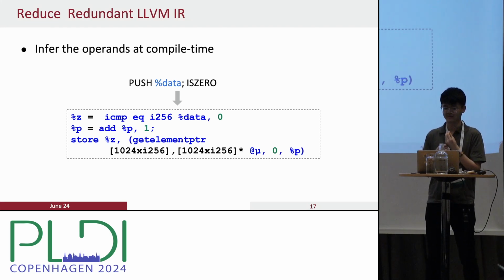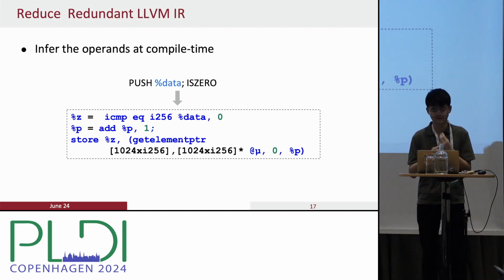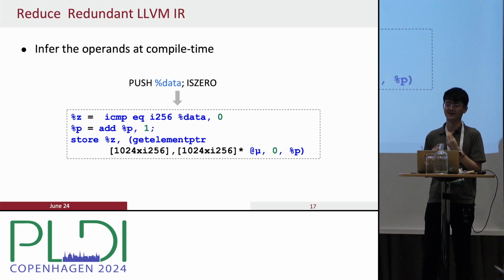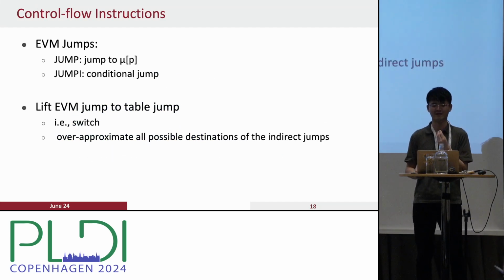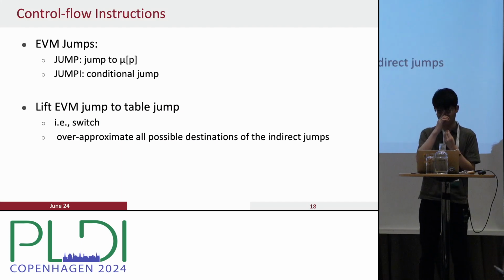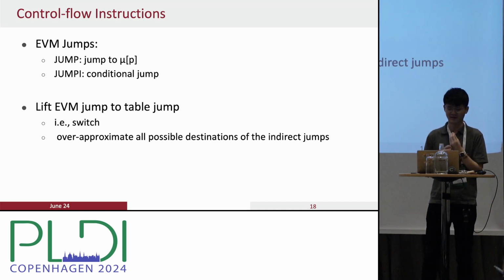So here we can see the operand used by the ECL must be the data pushed by the previous opcode. So we can directly compare the data and then push the result to the stack. In this case, it has equal functionality, but it has less memory access, so it's more efficient. This is what we do throughout the entire paper to reduce the redundant LLVM IR instructions. And for the control flow, we also do some optimization.